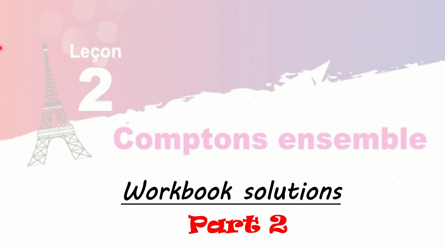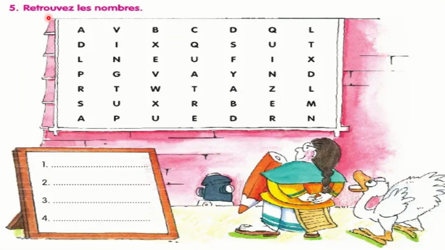Well, today we are going to start with part 2 of Workbook solutions of lesson 2, which is leçon de comptons ensemble. Today we are going to start with question number 5, that is retrouver les nombres, that means retrieve the numbers. In this question, we need to find the numbers from the crossword puzzle and write them down in the space that is given below.